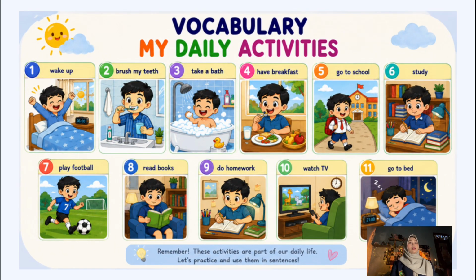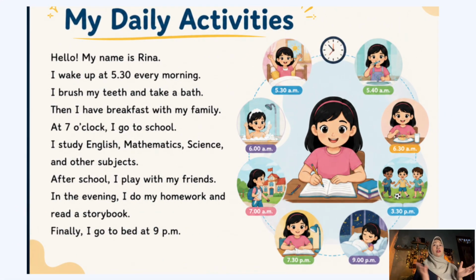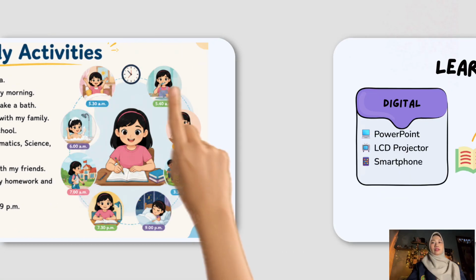Next, students read the short text entitled My Daily Activity. The text tells the story of a girl named Rina and describes her daily routine from morning until night. So first, I read the text aloud with correct pronunciation and intonation. Then, students repeat after me. Finally, they read the text individually to improve their reading fluency and confidence. And these activities also help students connect the vocabulary with meaningful context.